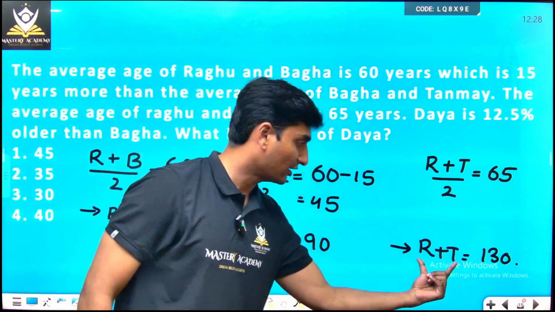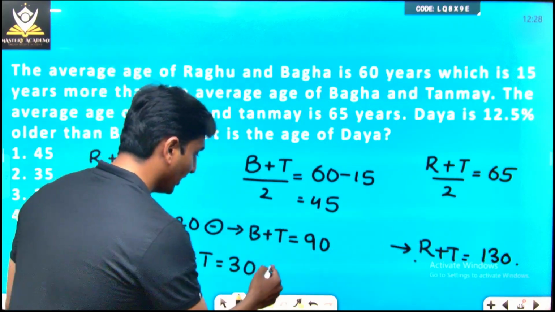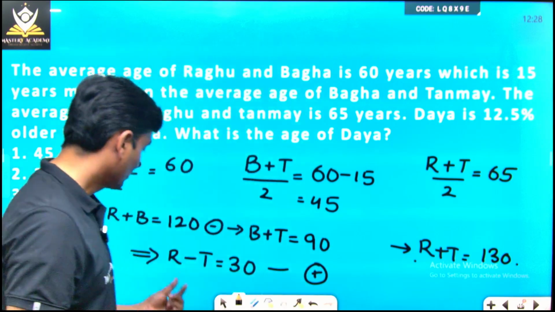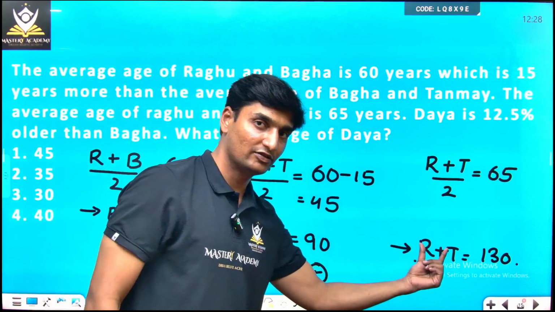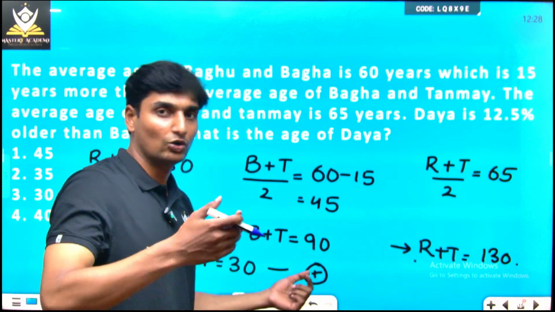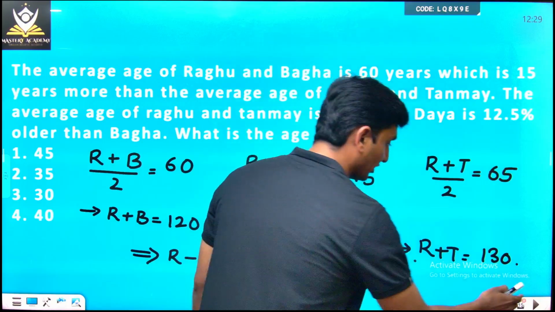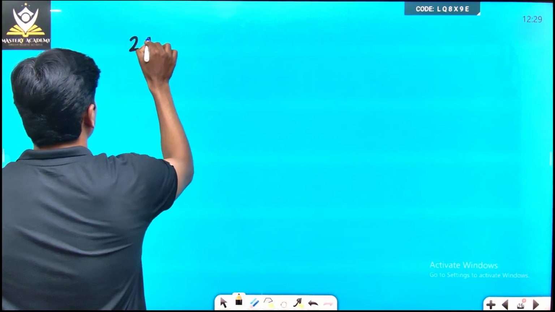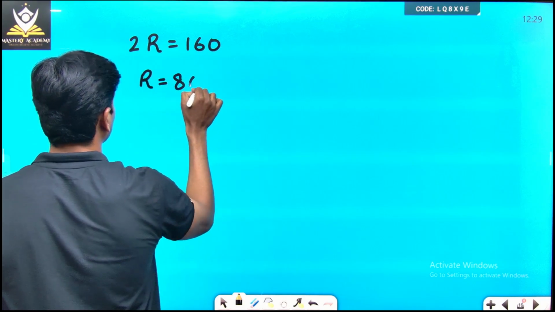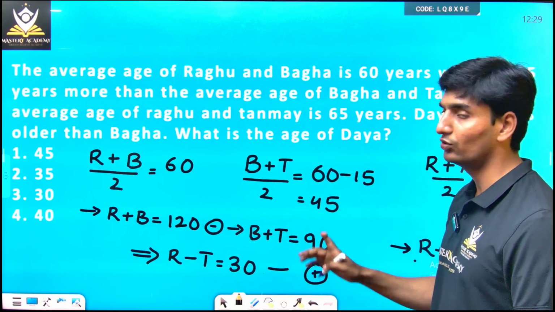We have another equation, R plus T is 130. So I can add both these equations. Adding this and this particular equation, R minus T plus R plus T. So minus T plus T will get cancelled out. R plus R, 2R, is on the left hand side. On the right hand side, 30 plus 130 is 160. So I can write 2R is equal to 160. So the value of R will be what? 80. The value of R is 80. Okay, Raghu is 80 years old.